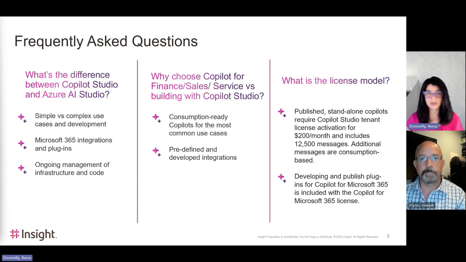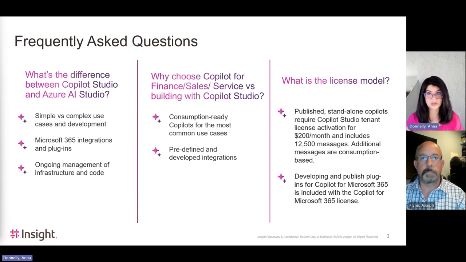So if you are publishing standalone Copilots, right? So if you are doing exactly what Joe had said, where you're pointing it at a SharePoint site, and if you're going to publish it on a SharePoint site for everyone to use in your organization, so not just the folks who have Copilot for Microsoft 365, but everyone, that is going to require you to activate the Copilot Studio license for your tenant, which is $200 a month.